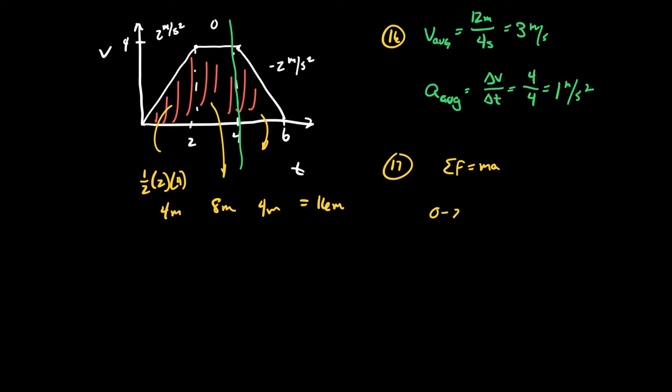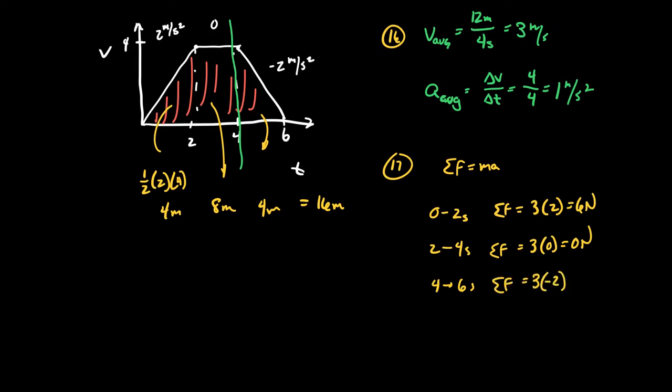So from 0 to 2 seconds, the net force is going to be 3 times 2, or 6 newtons. From 2 to 4 seconds, the net force is going to be 3 times 0, or 0 newtons. And from 4 to 6 seconds, the net force is going to be 3 times negative 2, or negative 6 newtons.